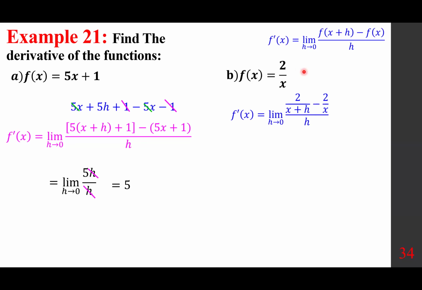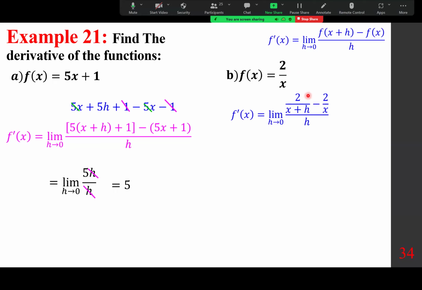Now f of x is 2 over x. So the limit as h approaches 0 of 2 over x plus h, that's f of x plus h, everybody, minus 2 over x, all over h, is a complex fraction. By the way, if you plug in, this becomes 0 over 0. That's the indeterminate form. And the technique in this case is LCD, the least common denominator.